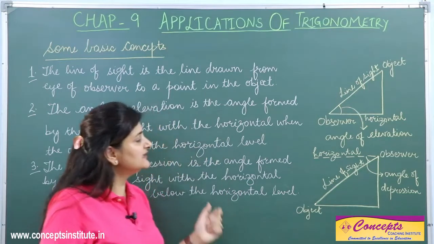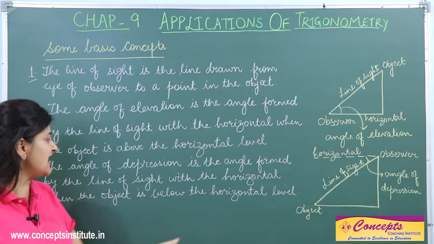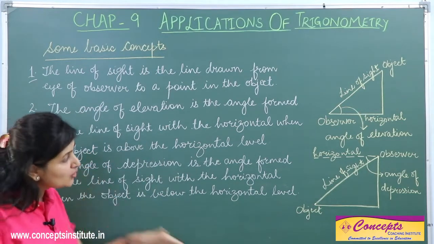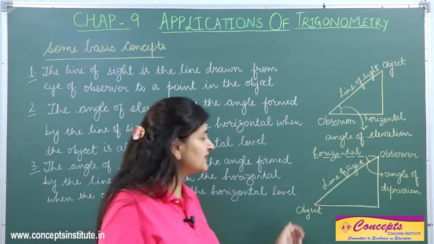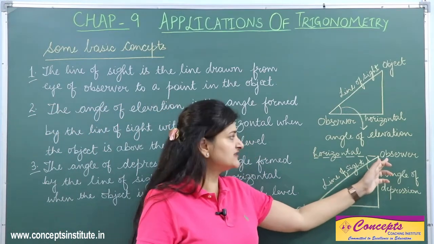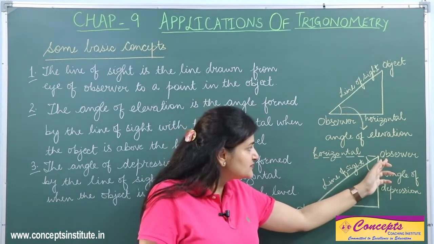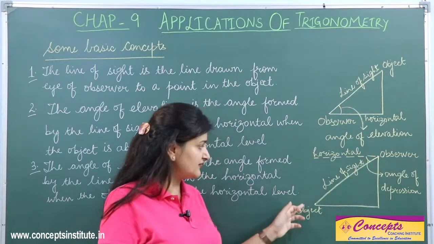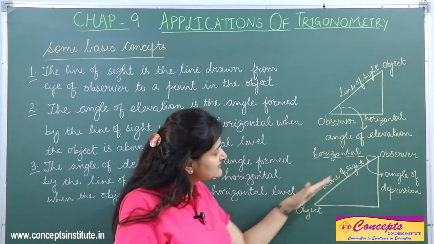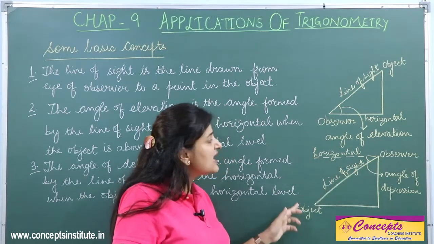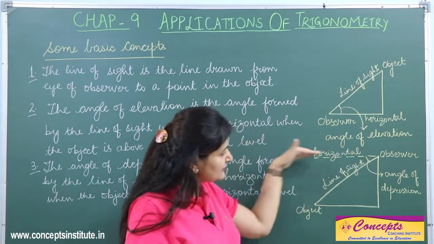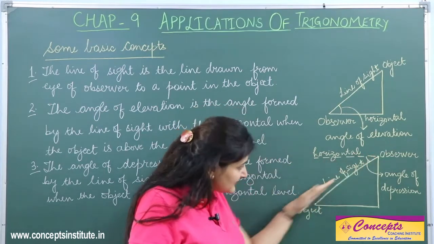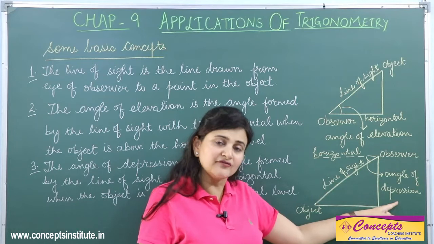Right students? Similarly, we have the angle of depression. This is the angle formed by the line of sight with the horizontal when the object is below the horizontal level. So let's see in this figure, the observer is here, probably standing on the top of a building, and the observer is looking at an object which is lower than it. Probably the observer is looking at a car which is on the road. So the line of sight is the line joining the observer to the object, whereas this is the horizontal that we make with the eye of the observer, and the angle which is made between the horizontal and the line of sight, that is called the angle of depression.